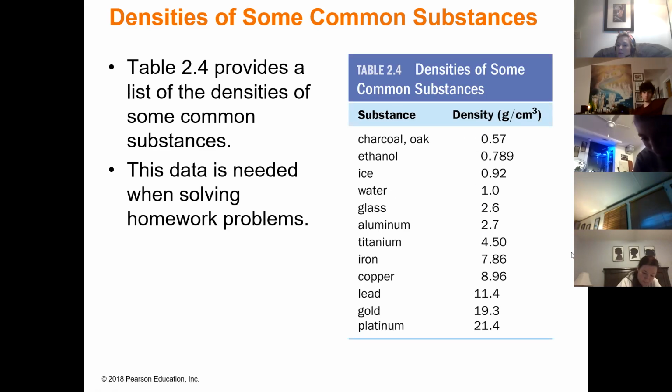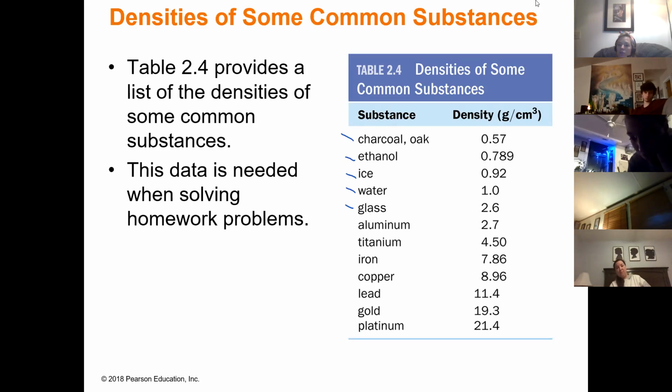Have you guys ever made one of those gravity columns where you have a bunch of materials in your house? Usually you use soap, some sort of oil, water, and you can dye them different colors and mix them together, and you'll get these different layers, and they'll stack in this specific order. So let's say we had some objects like charcoal, ethanol, ice, water, and glass. They would fall into this order. So the oak would be on top, then the ethanol, then the ice, then the water, then the glass at the bottom. We'd get these different layerings.